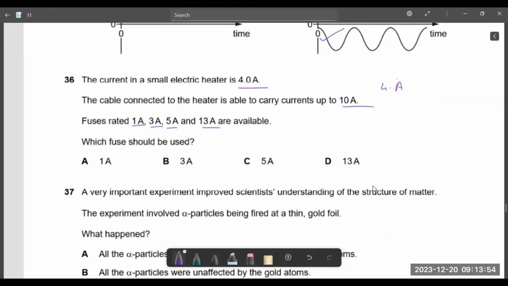And the cable connected to the heater is able to carry current up to 10 amps. The maximum capacity of the cable is 10 amps. So we need to find the fuse that is between these 4 amps and 10 amps. More than 10 amps means the wire will burn. It cannot protect the wire, and both the equipment and wire will be gone.